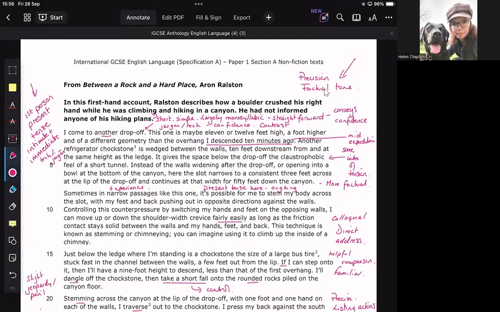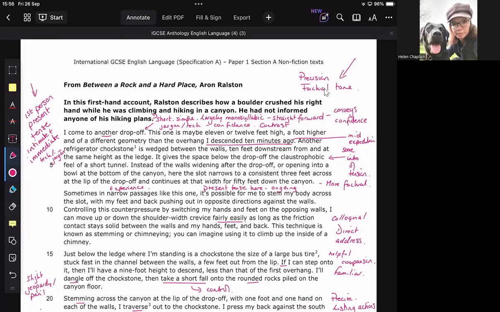So going through the text, make sure that you've annotated not just the techniques or the methods, but also the effect of them, the impact of them, because really the credit's going to be given for recognizing the effect of the language, the impact it's having. So I'm not going to read the text out. I'm going to assume you know what's happening and jump straight in.